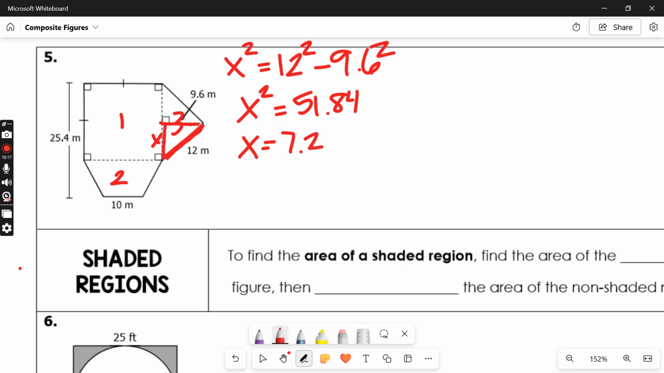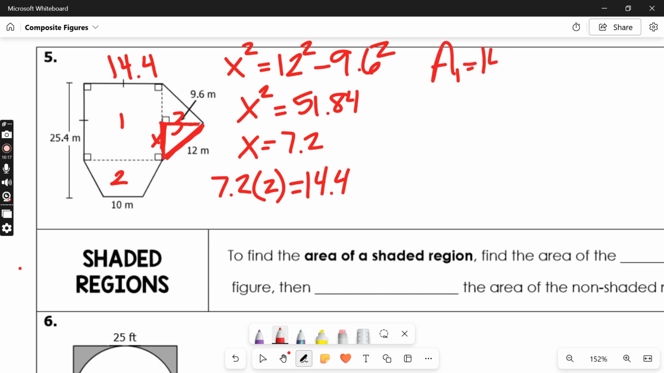Okay, so that means this side right here is 7.2. But in order to find the entire side, I'm just going to double that. So 7.2 times 2 would be 14.4. So each of these sides right here is 14.4. Okay, so now I can find the area of that square. So that's going to be 14.4 squared. And when I square that, I get 207.36.